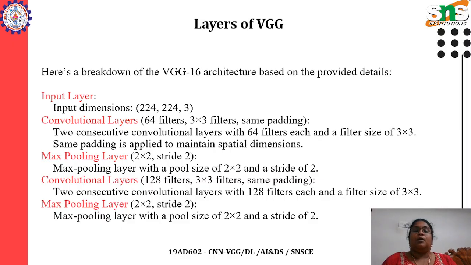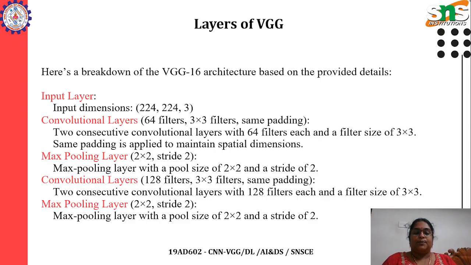For the convolution layer, we all know the operation is that it has filters and it filters the unwanted data in the layer, and it also scans the pixel data of the images. The convolution layer has 64 filters, 3 x 3 filters with same padding. We have two consecutive convolutional layers with 64 filters, and the filter size is 3 x 3. Same padding is applied in order to maintain the spatial dimension.